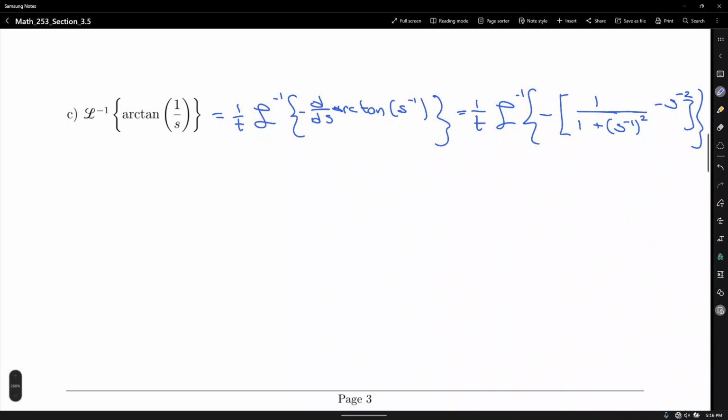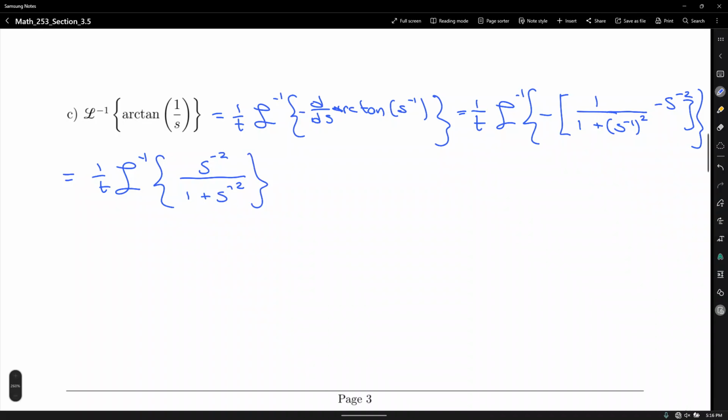Let me make this look like an s. There we go. Let me group all these together. That equals 1 over t times the inverse transform of negative times a negative. Isn't that positive? And that's actually going to be s to the negative 2 divided by 1 plus s also to the negative 2.